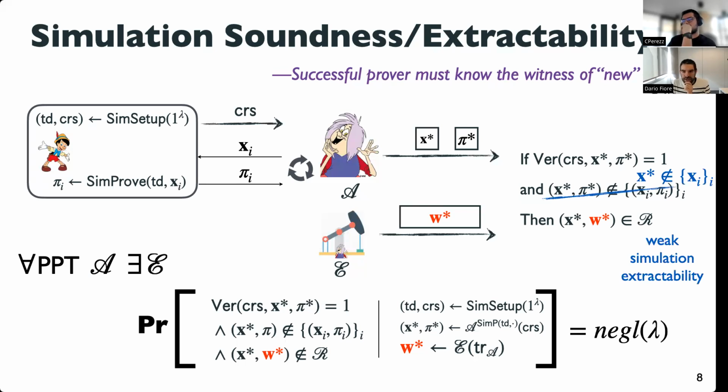I want to mention that there is also a weaker version of this definition in which, instead of checking that the pair X star, pi star is new, it may be enough that only the statement is new. This could be useful to model schemes where proofs are re-randomizable. In that case, it's easy to obtain a new proof for the same statement. But weak simulation extractability models the fact that you cannot do better than this.